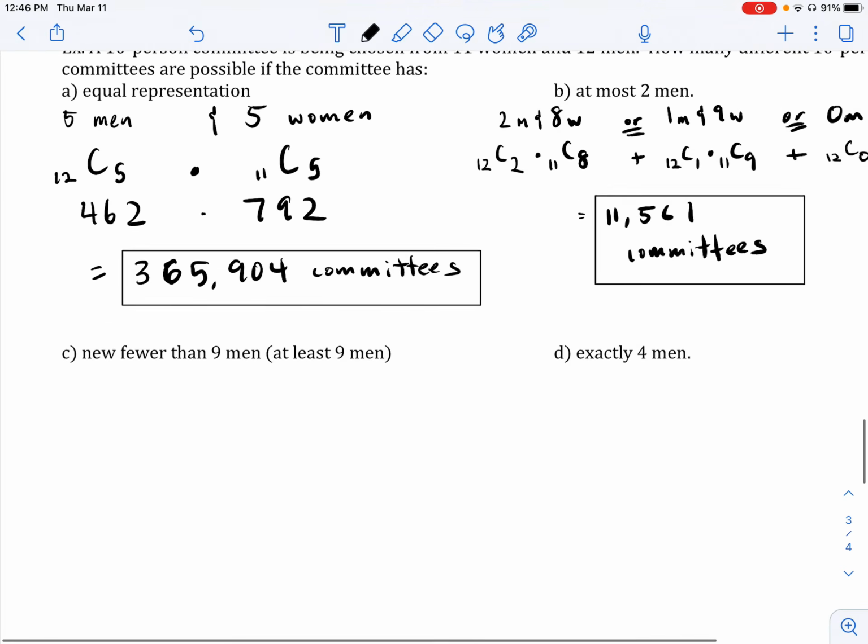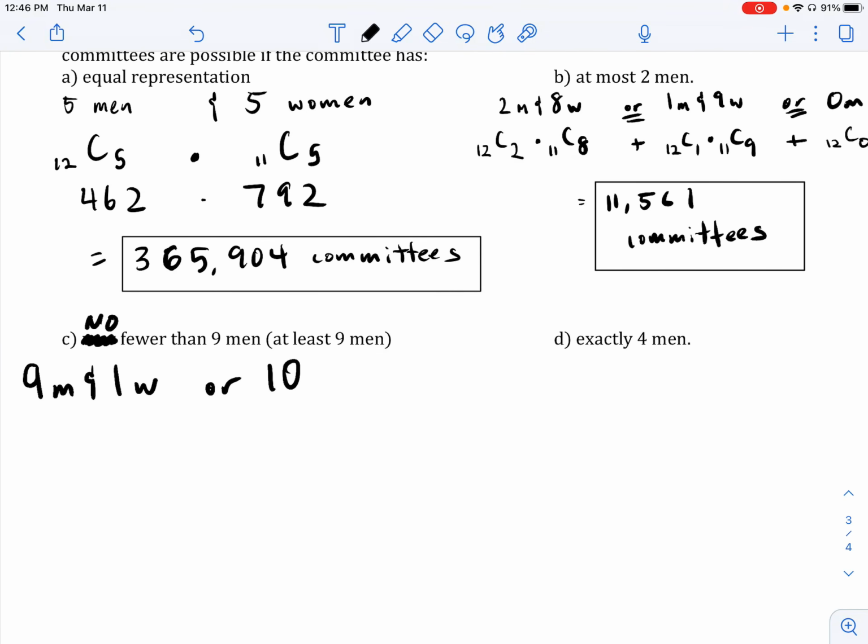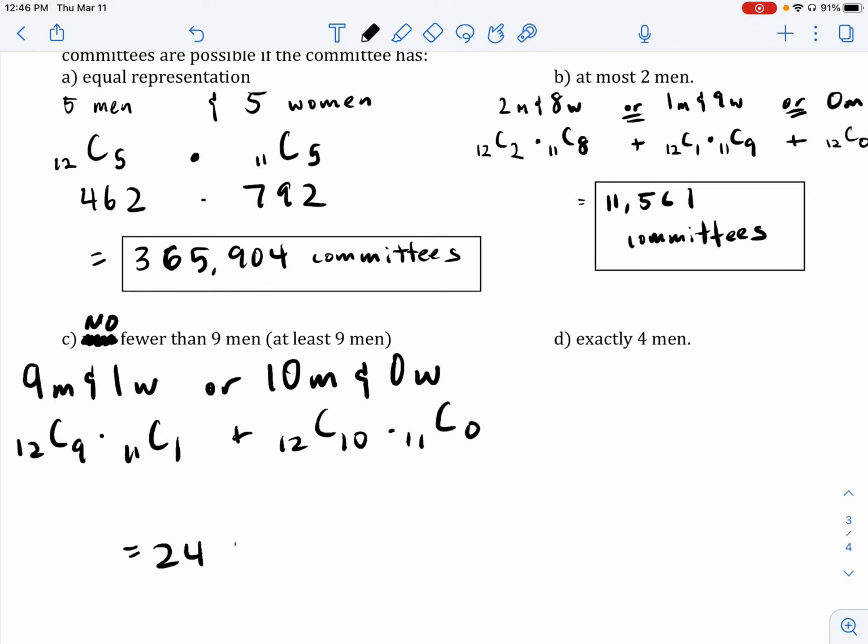So for part C, there was a bit of a typo here. I apologize. This should say no fewer than 9 men. So if this was 9 men and 1 woman, or 10 men and 0 women. So it's pretty similar to the previous problem. So this should be the following. And this comes out to a total of 2,486 different committees. I'll just go ahead and box that.